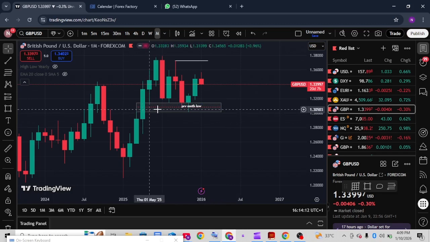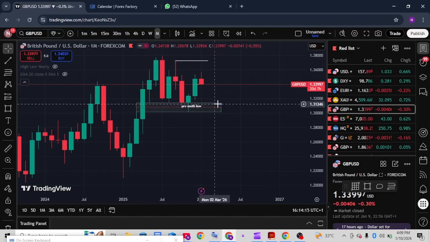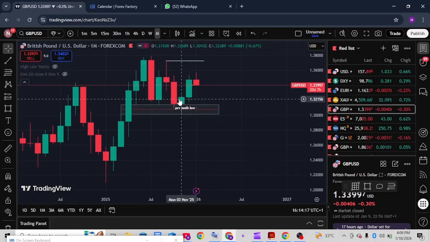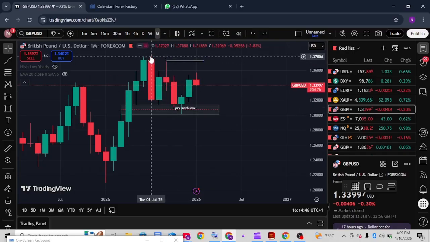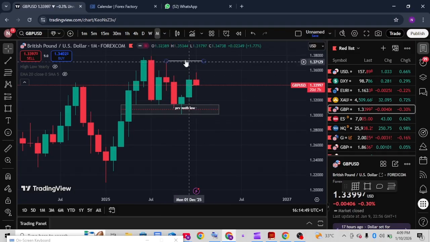GU came into this monthly fair value gap, and closed back into this candle's range. Now the way price moves is from internal range liquidity to external range liquidity, and vice versa. A fair value gap is an internal range liquidity. External range liquidity will be the swing high. Here we have one, we also have one here. So yes, I'm anticipating price to come to this level.